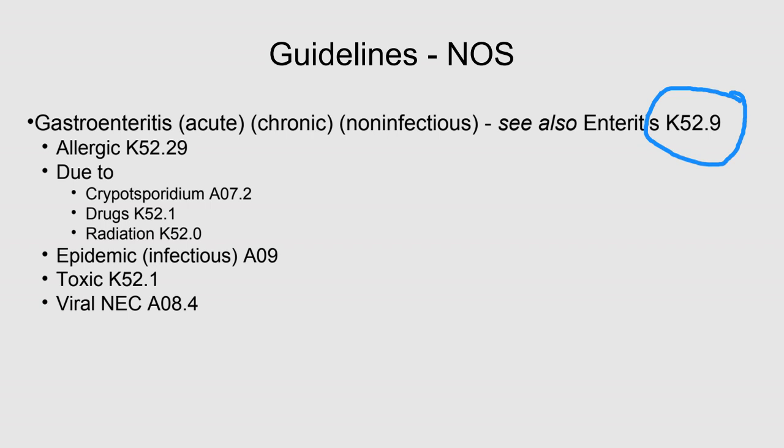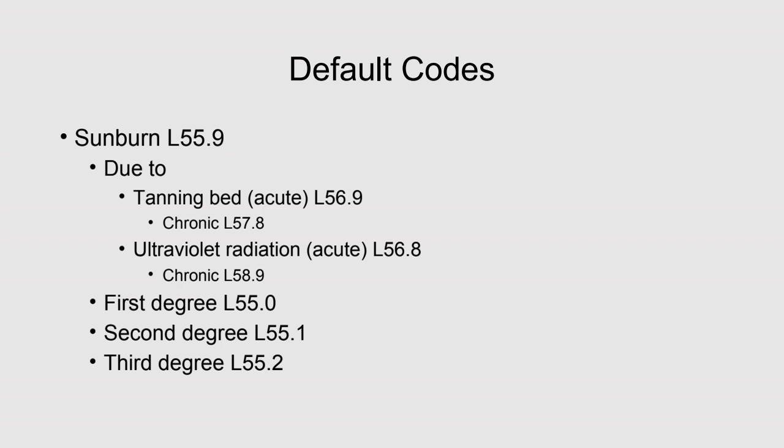So in the previous slide, I mentioned the default code. The default code is the one listed next to the main entry in the alphabetic index. So here you have sunburn L55.9. This is the default code since it's listed next to sunburn. If you don't have information about what caused the sunburn, the due to, or whether it's first degree, second degree, or third degree, all you can do is use the default code, which is L55.9.